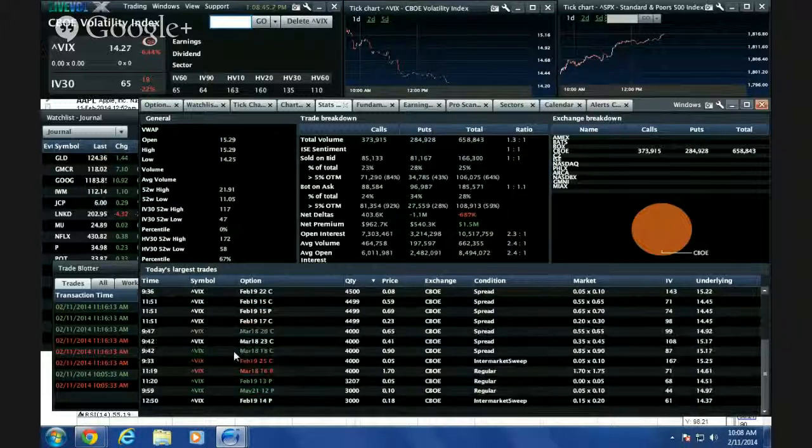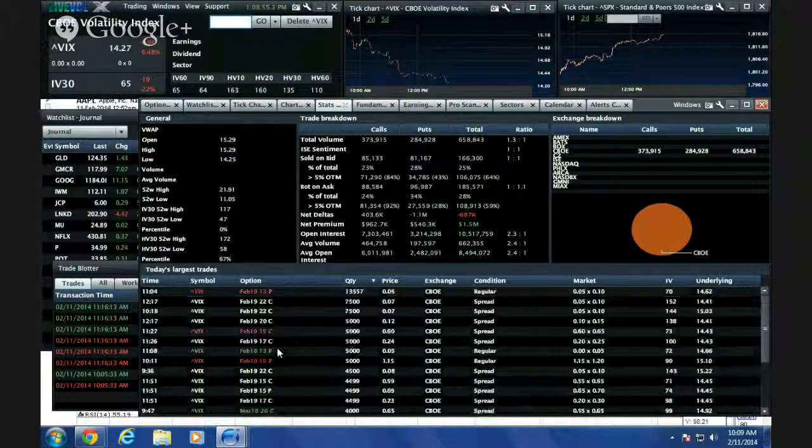If you look at this one, the 942, you can see that people are buying 4,000 of the 18 calls and selling the March 23 calls. This has been a pretty common theme for the VIX for the past week, where people are loading up on call spreads. As long as people are doing that, I'm going to take it.